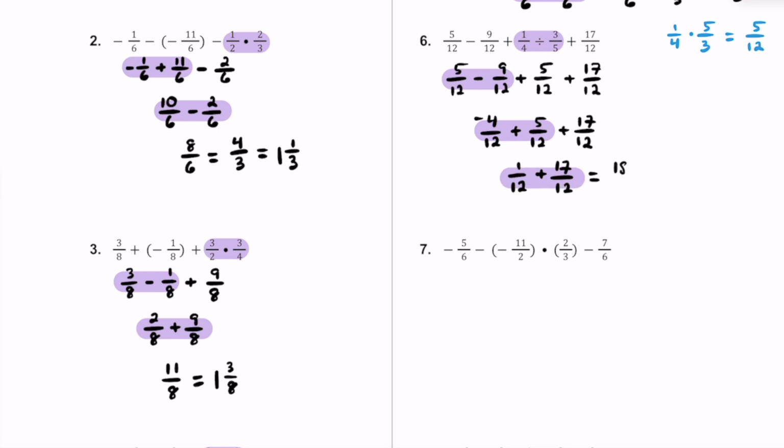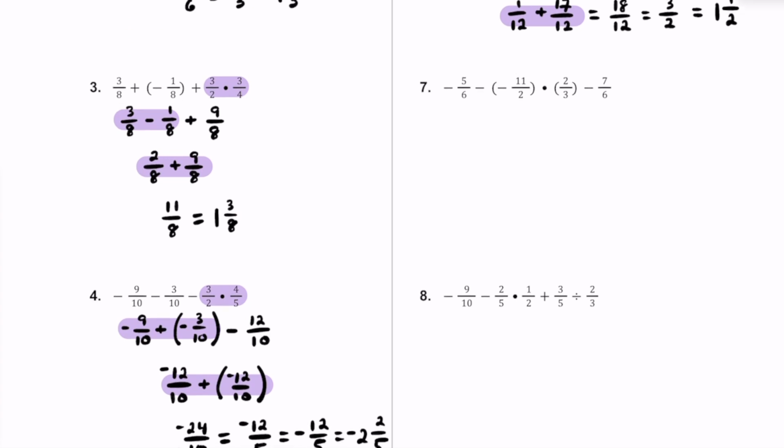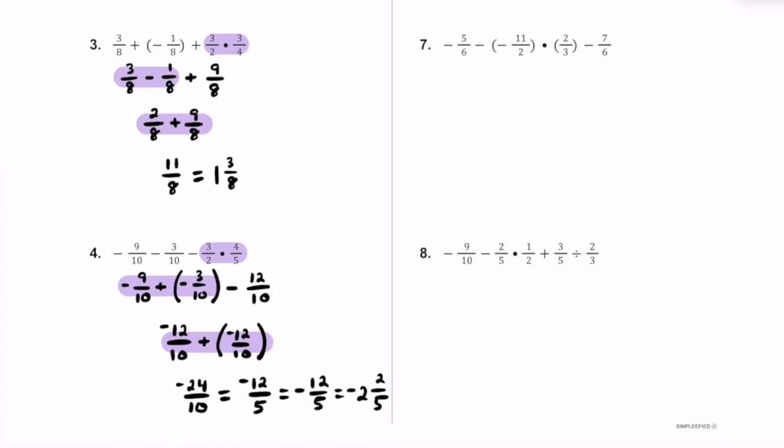So we're looking at 18/12. If we divide top and bottom by their GCF of 6, we're going to get 3/2. And so that would be our answer as an improper fraction, but as a mixed number, we could say that's going to be 1.5. For number 7, looks like we have subtraction, multiplication, as well as subtraction.